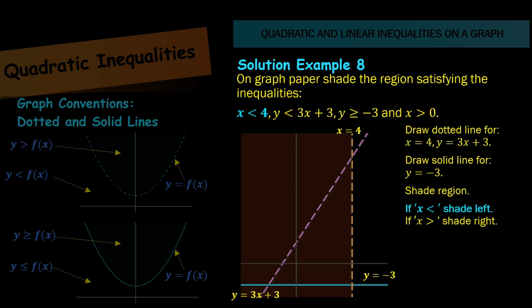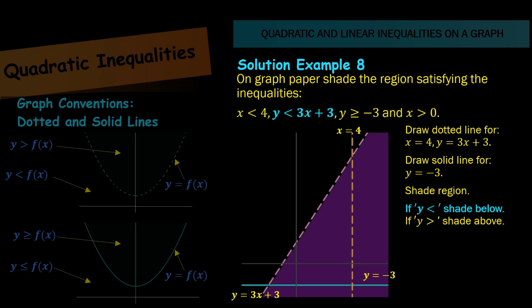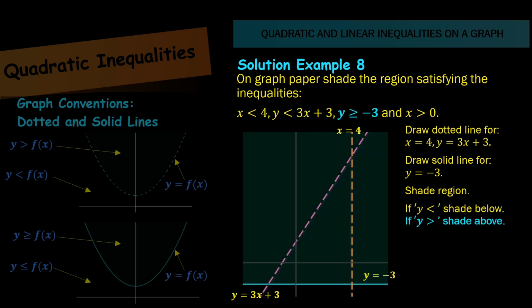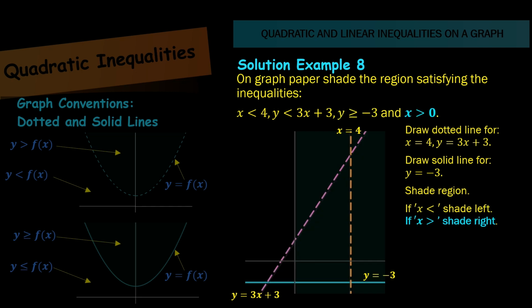And going back to y, we have y less than 3x plus 3, so we shade below the line y equals 3x plus 3. So y greater than or equal to minus 3, and we've shaded above the line. And finally, for the region x greater than 0, we're going to shade to the right of the line x equals 0. But where do all these regions overlap? It's here. And this is where all these inequalities are satisfied.